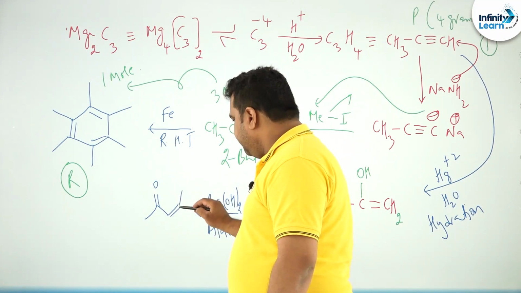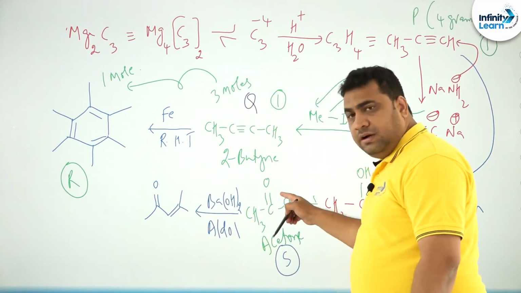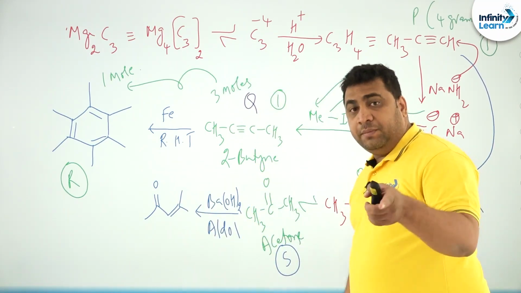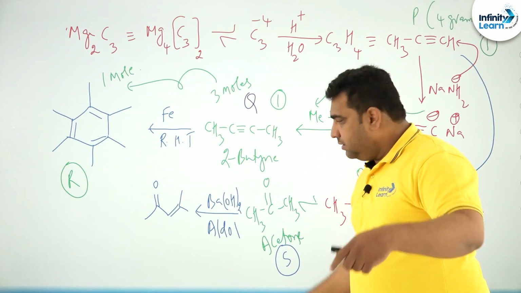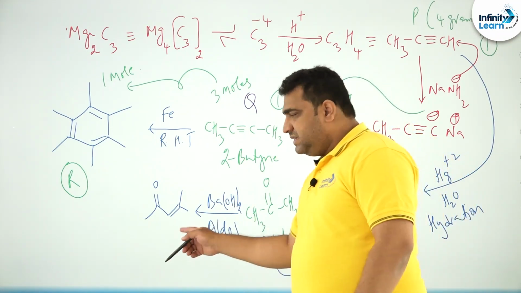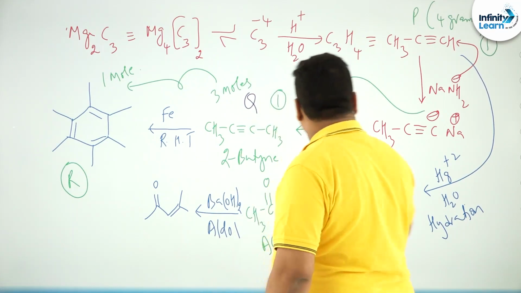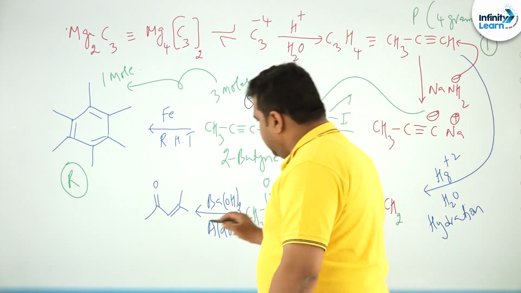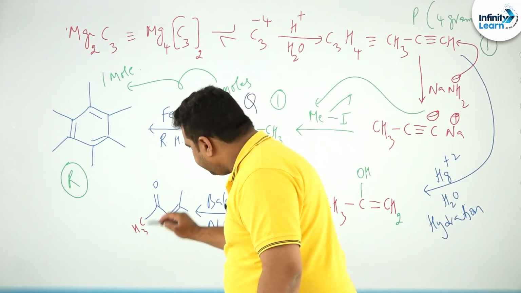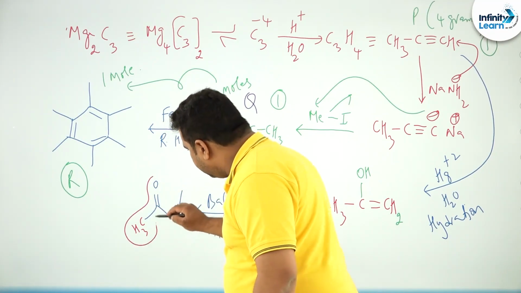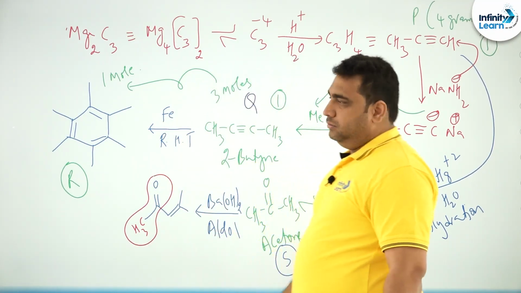If you write the mechanism, a negative charge will form here, it will attack the acetone molecule, at the beta position OH will form, water loss will happen, and you are going to get this bond. This is called mesityl oxide. Here you can see in mesityl oxide, one methyl is there. So, this area if you focus, it is a methylated ketone.